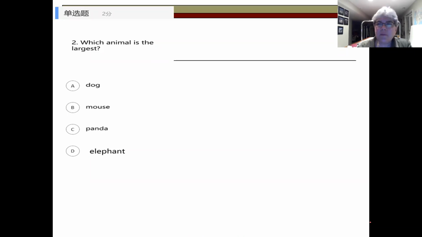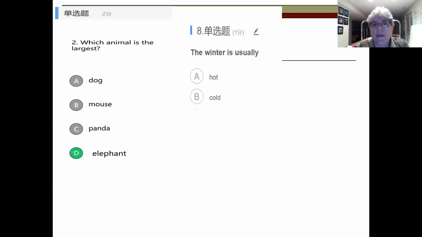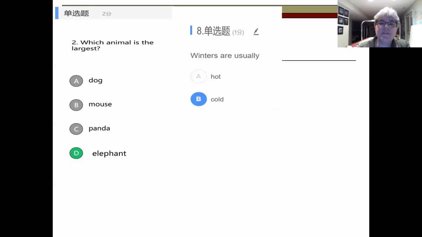Okay, so some of you on the last quiz didn't even answer these correctly. All you have to do in the system is go to whichever one is your answer. Which is the largest? Elephant. You click on it and that will be highlighted. Winter is usually... this is a choose one. It's usually cold. So again, you click on that answer and it will be highlighted.